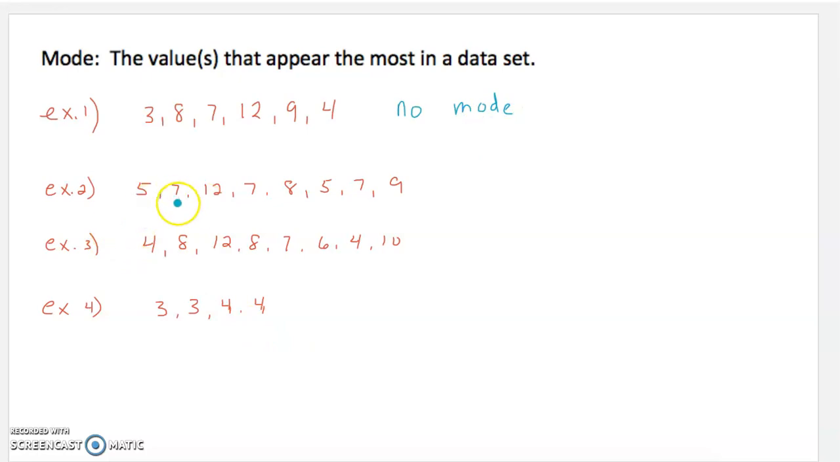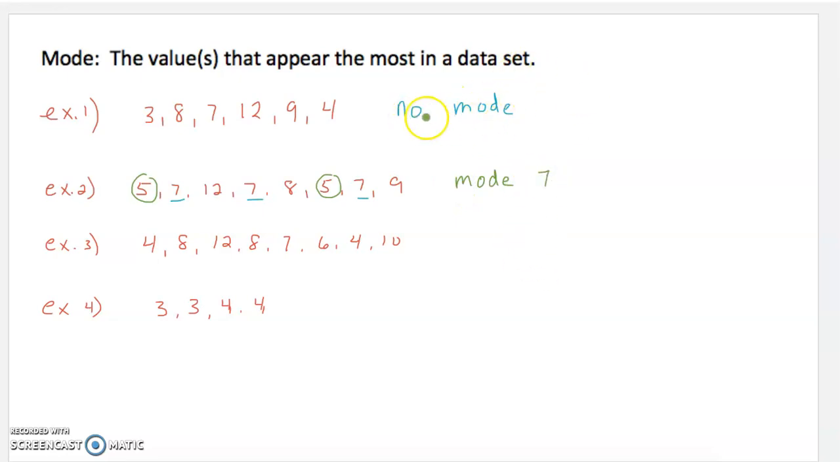Okay. The next one here, we have 5, 7, 12, 7, 8, 5, 7, 9. Now you might have recognized that I've said a few 7s. So I have a 7, and a 7. Now there's another number that I said more than once, and that is 5. So I have 1, 5, and 2, 5. So the number that appeared more than any other number is 7. So the mode here is going to be 7.